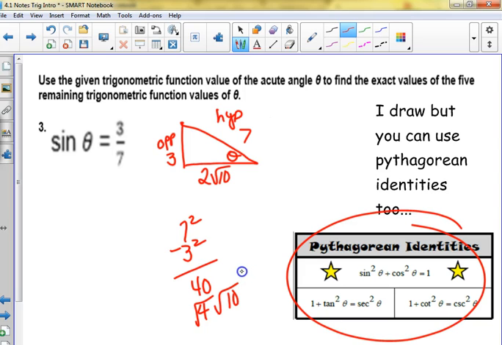Okay. Now I'm supposed to find all the rest of these for fun, right? Ugh. Okay. Well, let's find cosine next. Adjacent over hypotenuse would be 2 square roots of 10 over 7, yes? Tangent, anybody?